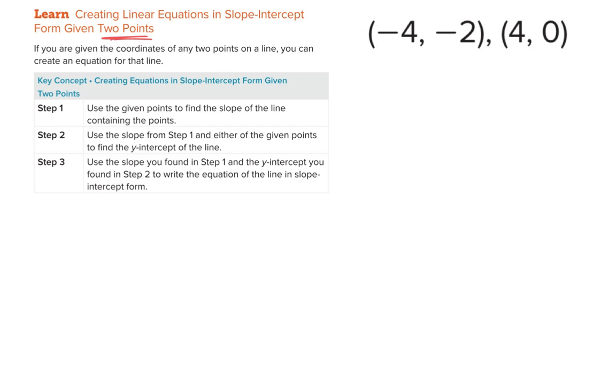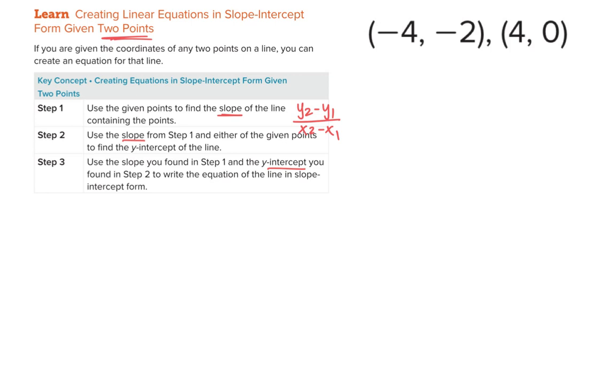So step 1, we're going to use the 2 points that were given to find the slope of the line. We're going to use the slope formula. Remember, that's y2 minus y1 divided by x2 minus x1, or in other words, we're going to find the change in y over the change in x. Using that slope, then, we're going to plug in the slope and one of those 2 points into our equation, and then we'll solve for b so that we can find our y-intercept.